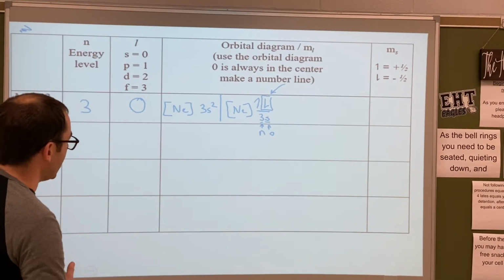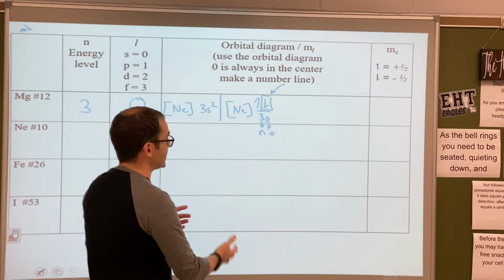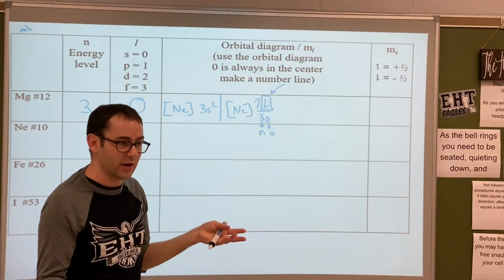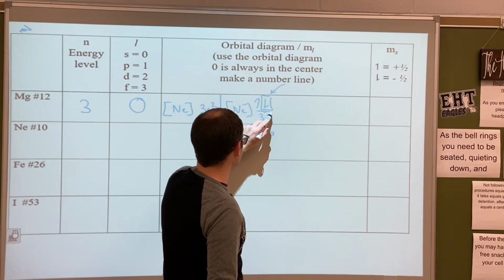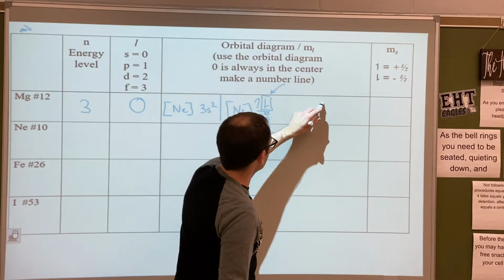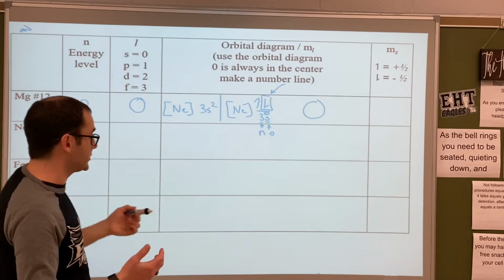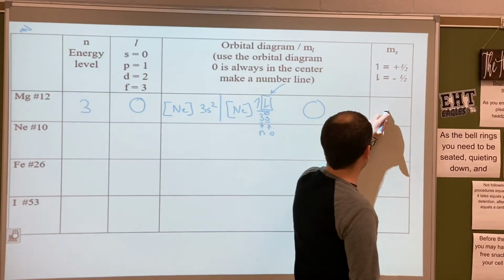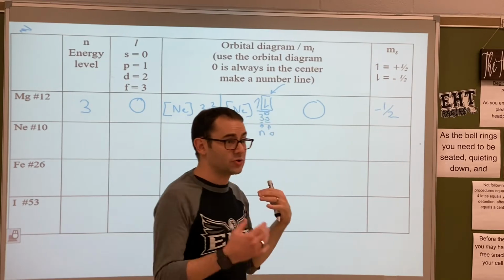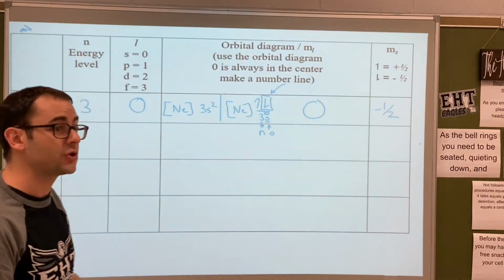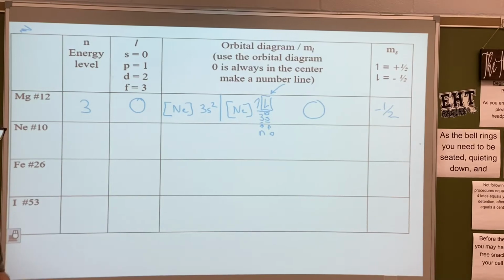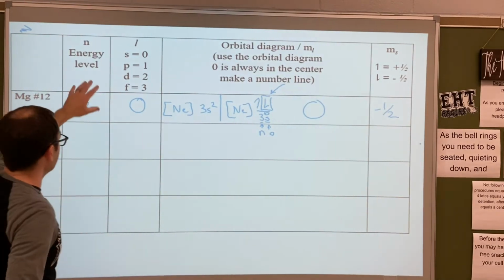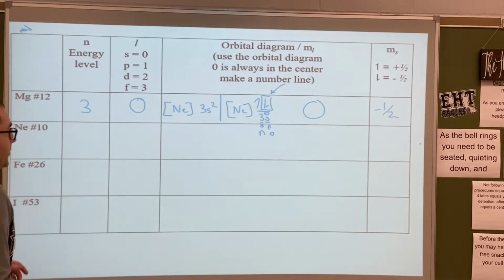So now we have m sub l. 0 is always the center. Well, in this one, there's no other options, right? It's only 0. So I guess you could draw a 0 there if you wanted to. This one has to be 0, right? There's no other options. And then m sub s, the arrow is pointing down. What do we think? Negative 1/2. See how much quicker and easier that was, right? So you just have to remember where you're getting the information from, all right? And this is a nice little sheet to kind of show you where you're getting most of the data, all right? Why don't you guys try neon?